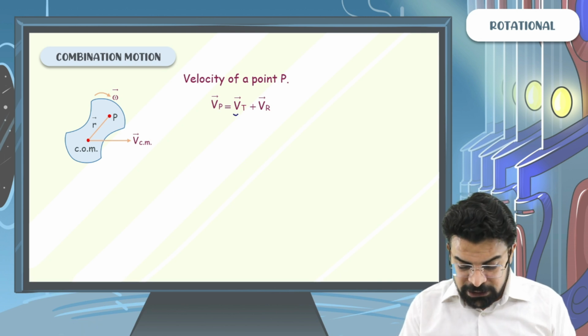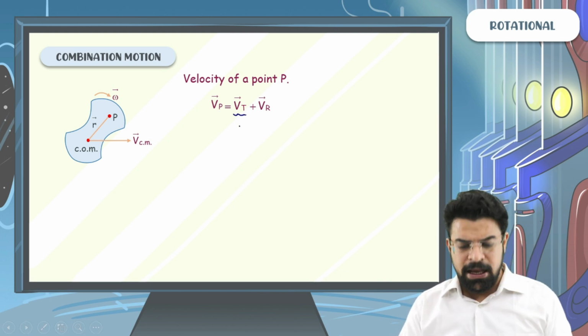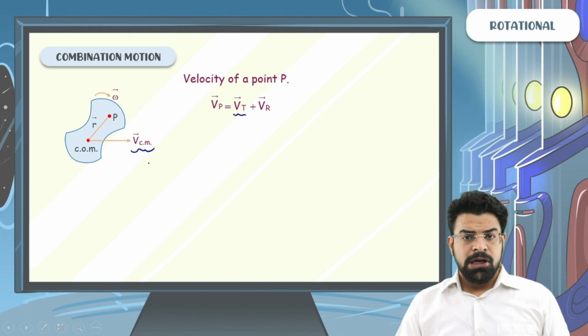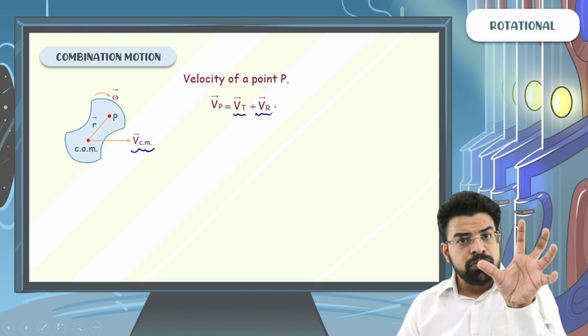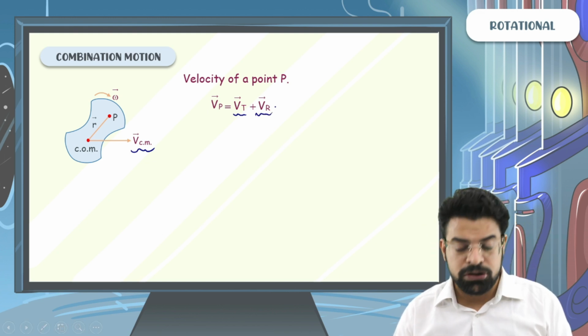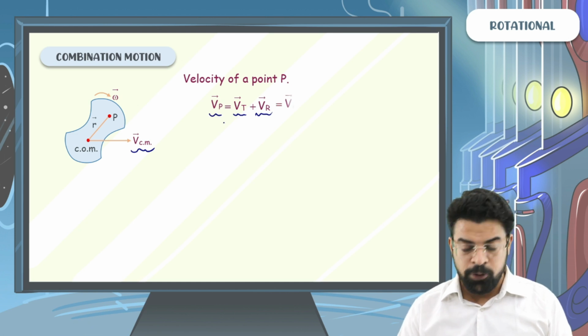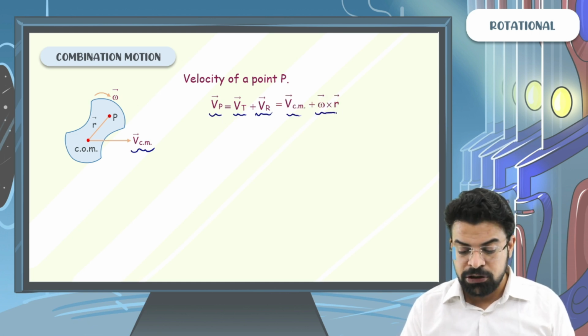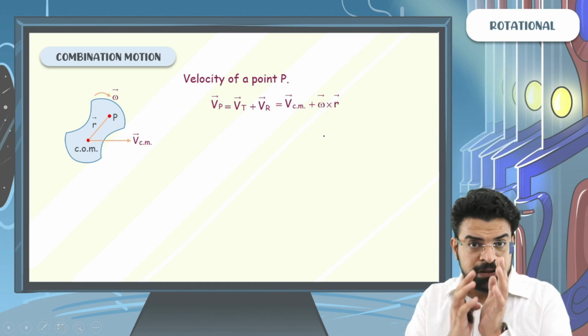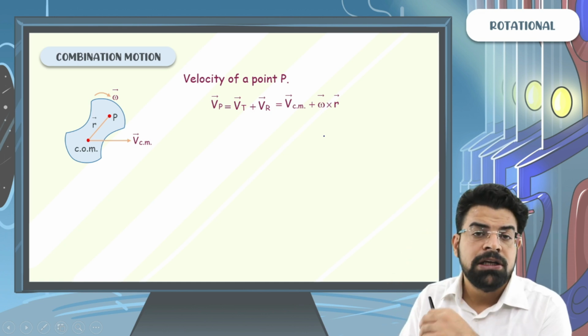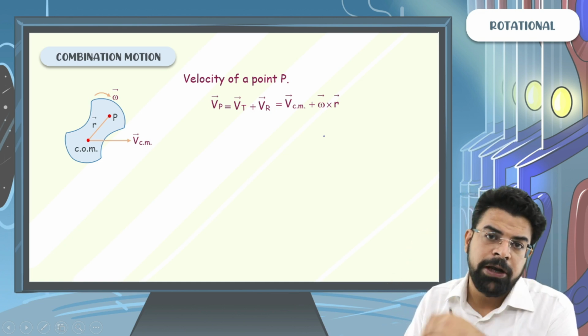So you will say the translational velocity will be same as the velocity of center of mass. And the rotational velocity due to the rotational motion will be omega cross r. So you will say the net velocity of point P will be Vcm plus omega cross r. Velocity of center of mass plus omega cross r. This will be the net velocity of the point P.